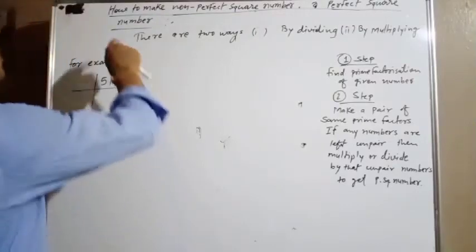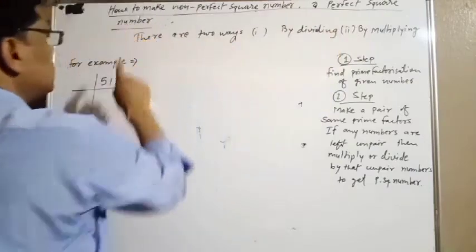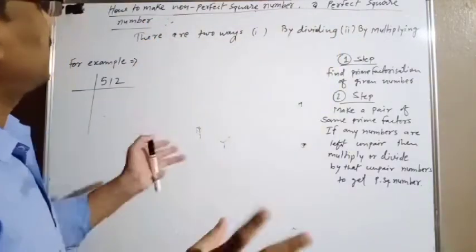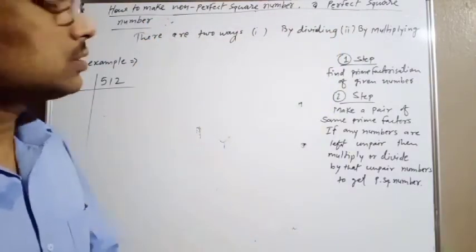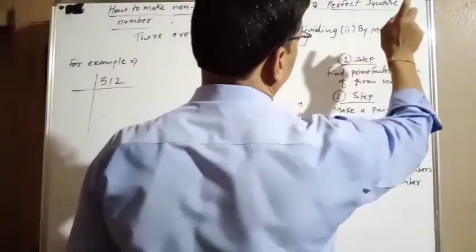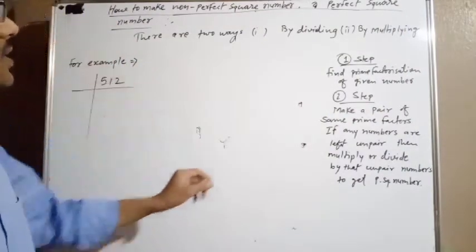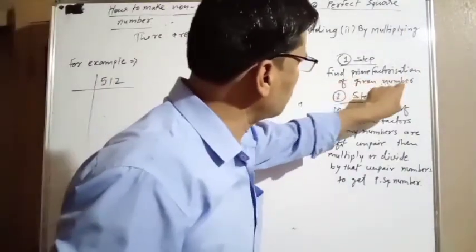Now we will learn how to make a non-perfect square number into a perfect square number. There are two ways to do this: by dividing and by multiplying. Okay, what is the first step? If you want to make any number a perfect square, what is the step? You find the prime factorization of the given number.